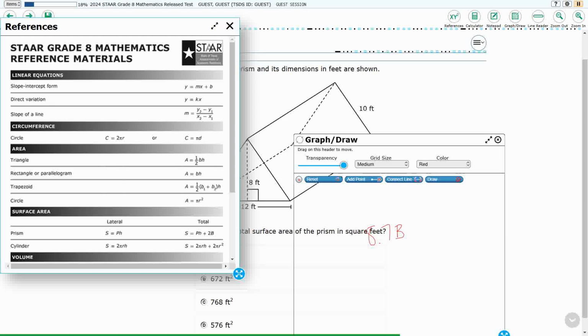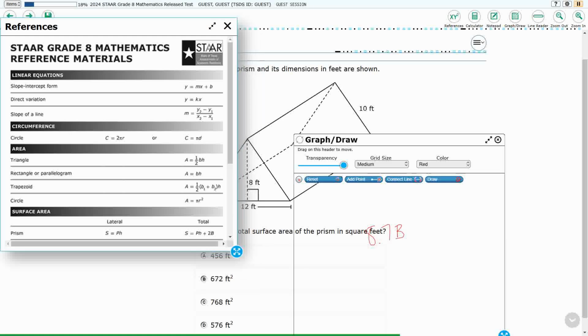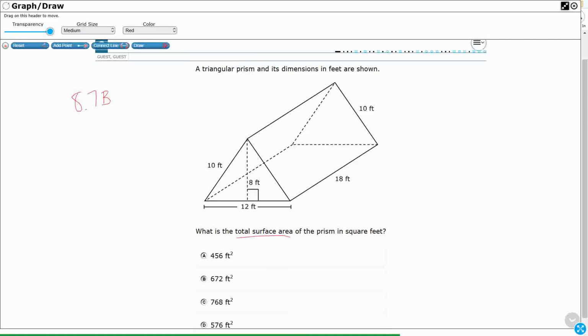Surface area is split up into two categories, total and lateral. So we're going to look at total, and this is a prism. So for total, for prism, it's going to be right there in the bottom right. S equals pH plus 2B. Now, if I don't know what that means as a student, that's not really going to help me. So there's still a little bit of work that needs to be done here.